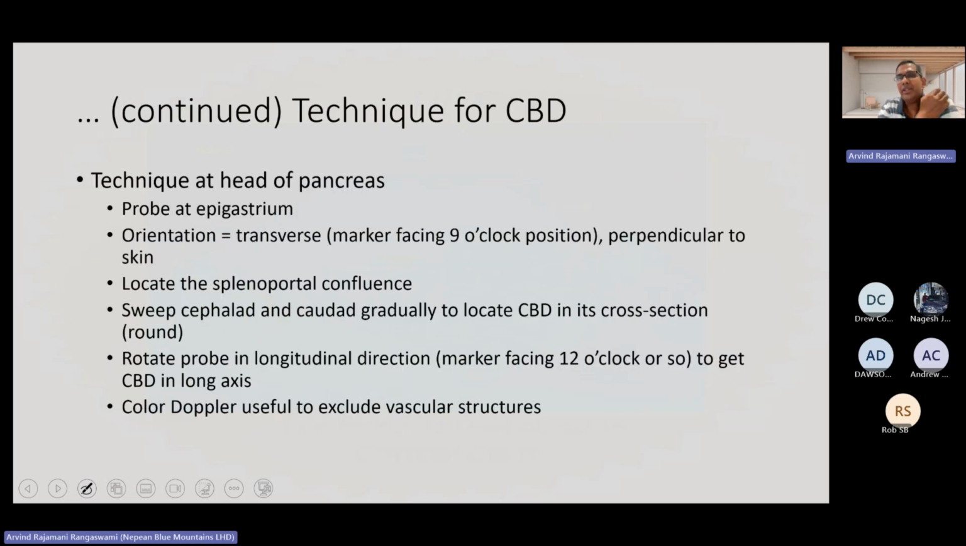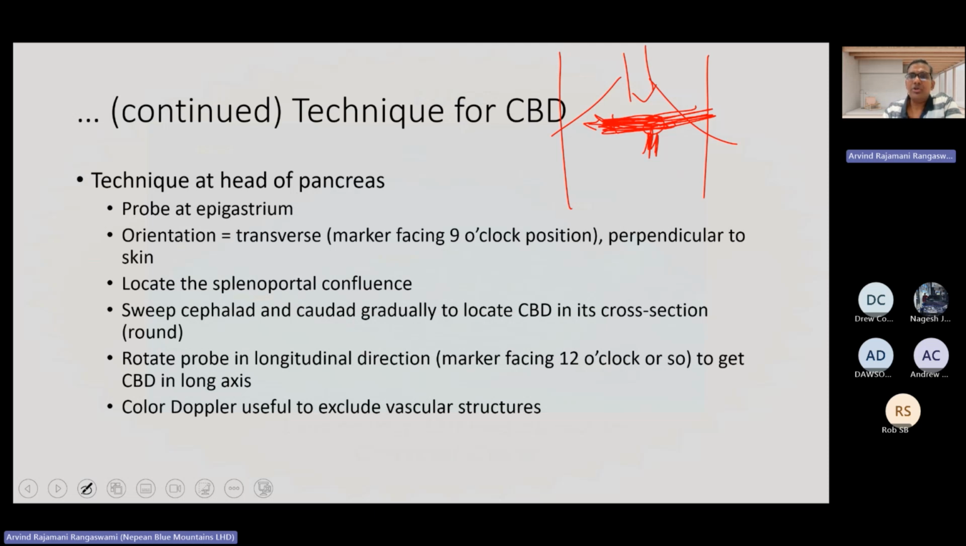Okay. When you're scanning for the CBD at the head of the pancreas, you keep the probe at the epigastrium. So this is your inferior, this is the sternum here. So you keep the probe somewhere in the epigastrium facing the 9 o'clock position, okay, perpendicular to the skin. And what you do is you'll try and locate, so this is the splenic vein coming in its long axis. This is the superior mesenteric vein coming in its long axis, and they join together to form the portal vein. And the portal vein goes in the long axis of the probe. This is how the portal vein goes when it goes into the liver.